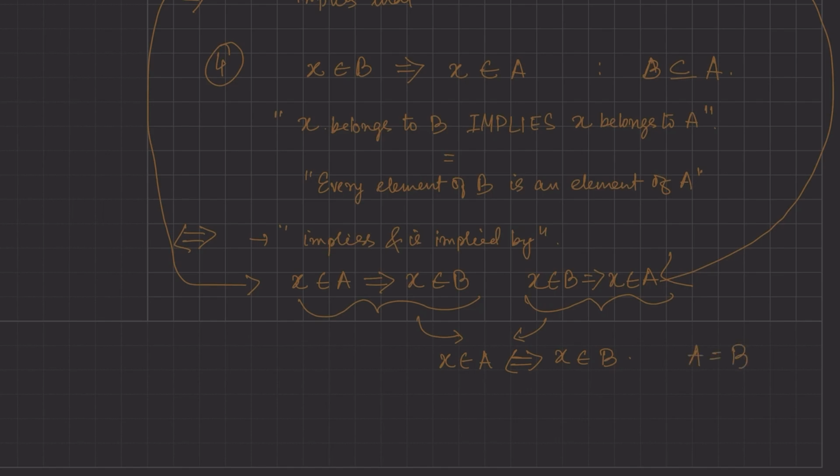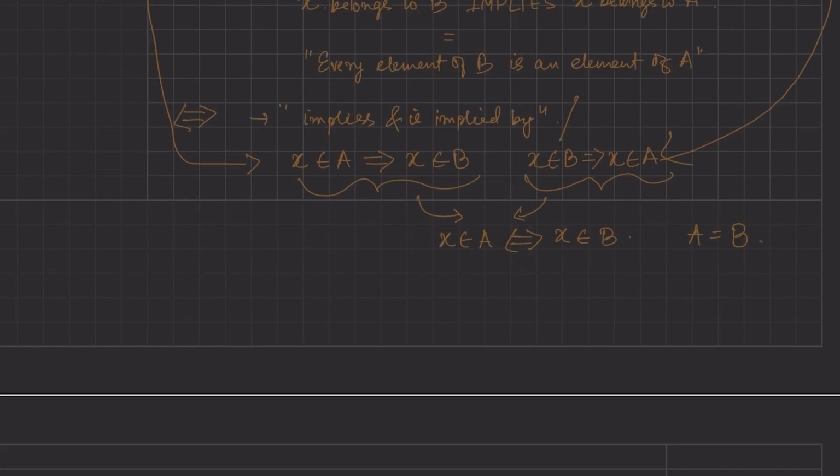Now, if you remember in our previous lecture, we had this particular phrase, if and only if. The double implication sign can also be read as if and only if. But for now, we will be sticking to implies and is implied by at this particular stage.